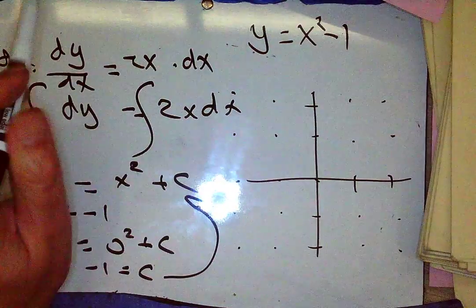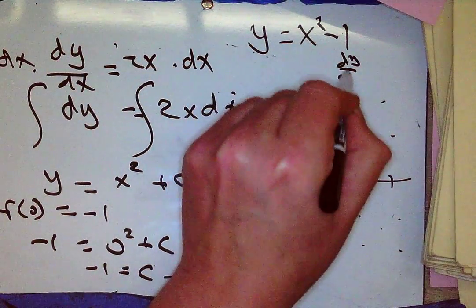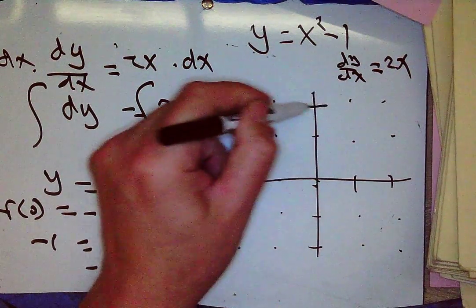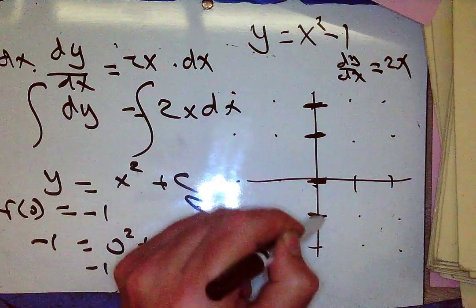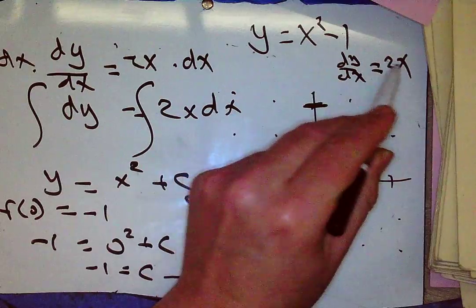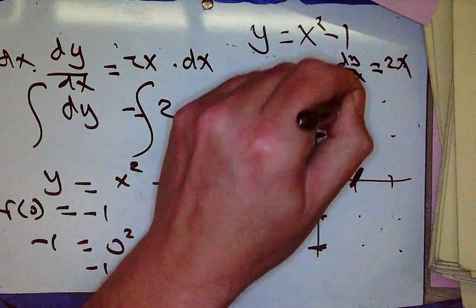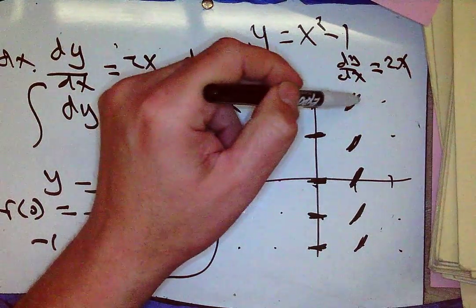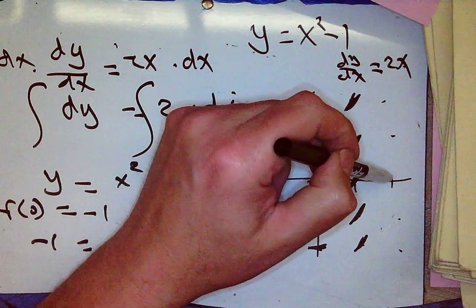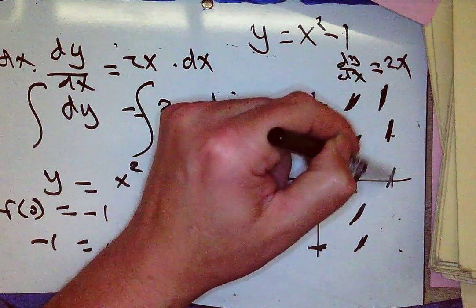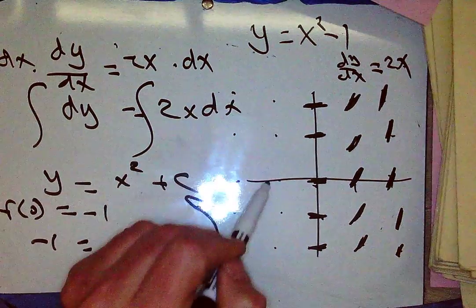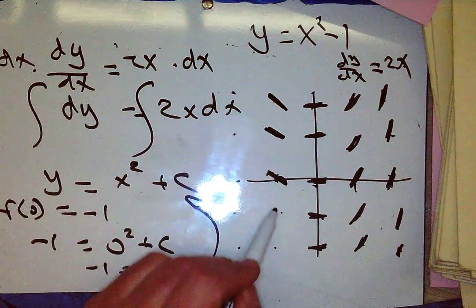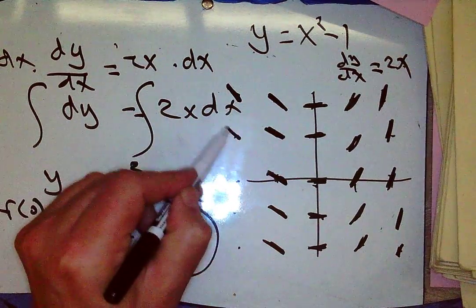All right, so we know that dy dx is 2x. So if I put an x value of 0 in, dy dx is 0. So horizontal slope. If I plug in a 1, well, 1 times 2 is 2. Regardless of what the y value is, whenever the x is equal to 1, my dy dx will be 2. How about 2? 2 times 2 is 4. Oh, much steeper. And here, negative 1. Negative 1 times 2 is negative 2. And this one would be negative 4.